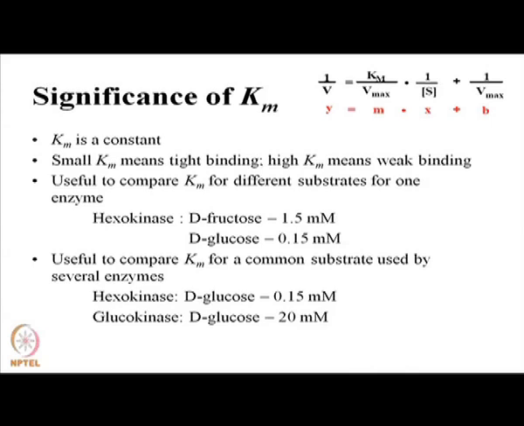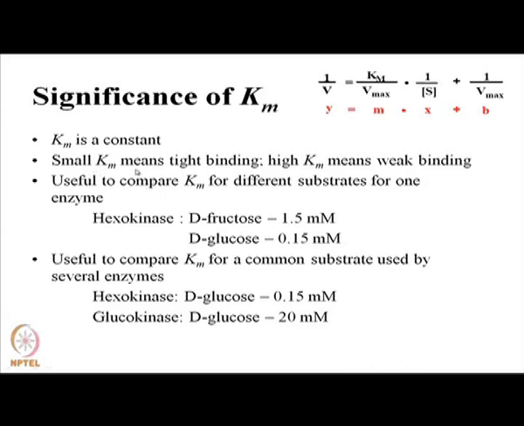Now, we have dealt with this Michaelis-Menten kinetics, where we talked about this Km, that is Michaelis constant. Now, if this Michaelis-Menten equation is written in this form, 1 by V is equal to Km by V max into 1 by S, where S is substrate concentration, plus 1 by V max. So, this is M, this is X, and this is C, and this is Y. Now, Km is a constant. So, this is called the Michaelis constant.